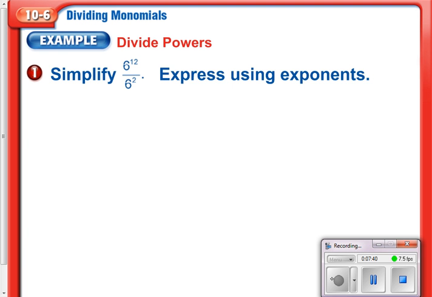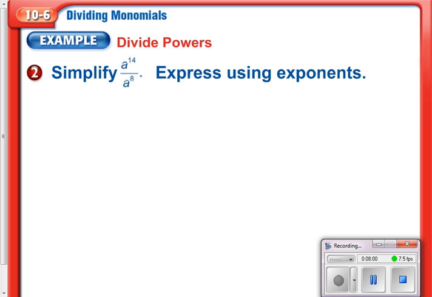So again, here we'll express using exponents. We see we have the same base number, so I'm going to put the base number down. When it's dividing, you subtract your exponent, so it is the numerator subtract the denominator. So we have 12 subtract 2, we get 6 to the 10th.